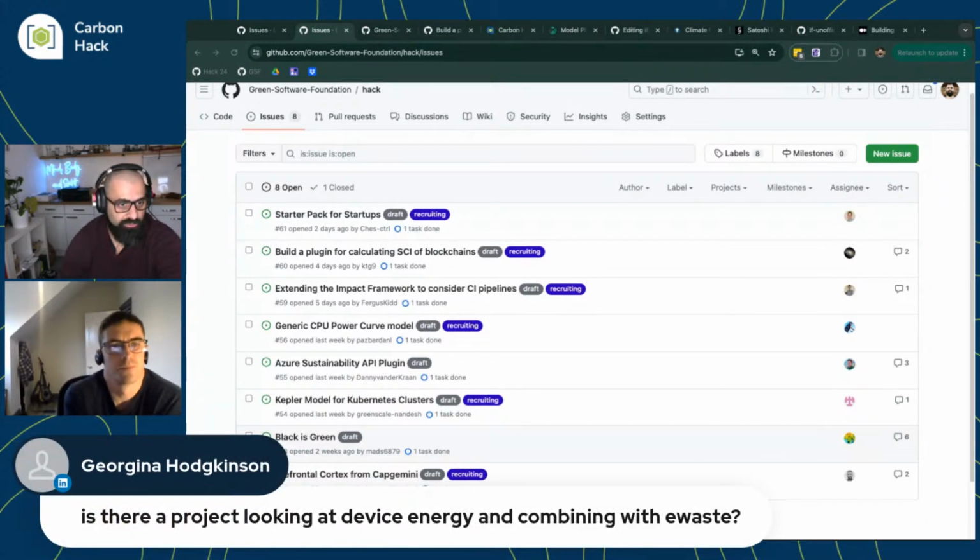Is there a project looking at device energy and combining it with e-waste? Ooh, no. The answer is no. Is there a plugin? The answer is probably no, because there are only about 10 plugins right now. And the closest thing is the SIM, right? It has embodied emissions for device production and disposal. That is true. You have to provide so much of the data.